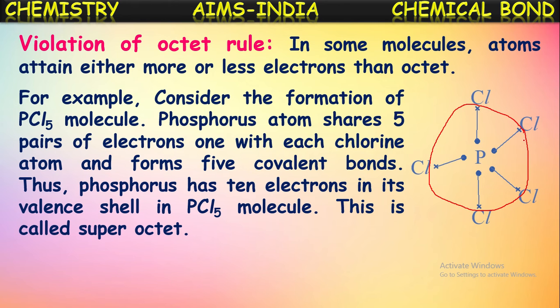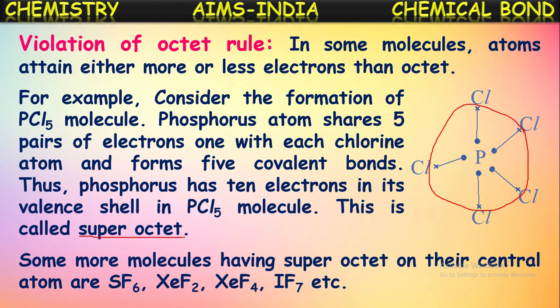This is called superoctet: getting more than 8 electrons in the valence shell after the bond formations by an atom is called superoctet. Now you say the PCl5 molecule is a superoctet molecule. It violated the octet rule here. It is getting more than an octet after bond formation. Okay, this is called superoctet. Okay, next.